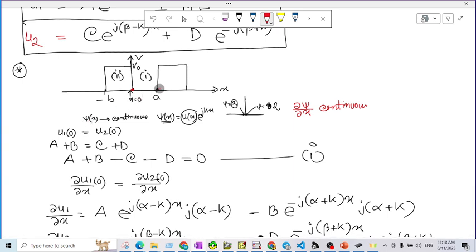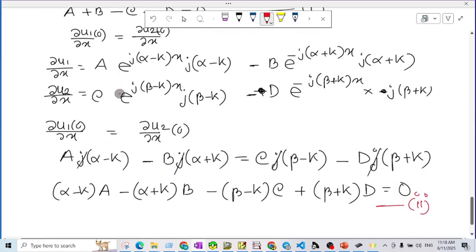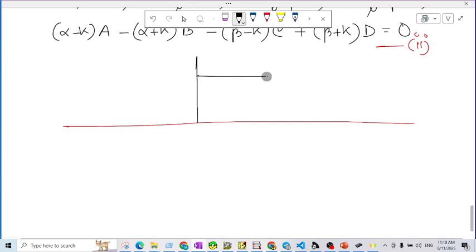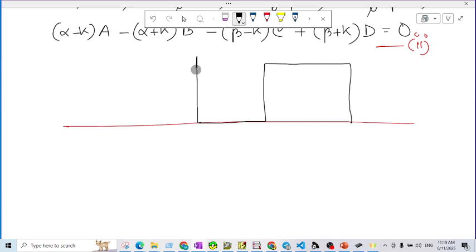Let's take this point into account. So let me now draw that thing again with some bigger shape. So I will get it like this. This is a and this is b, and this is x is equal to 0. Oh sorry, actually this is a.